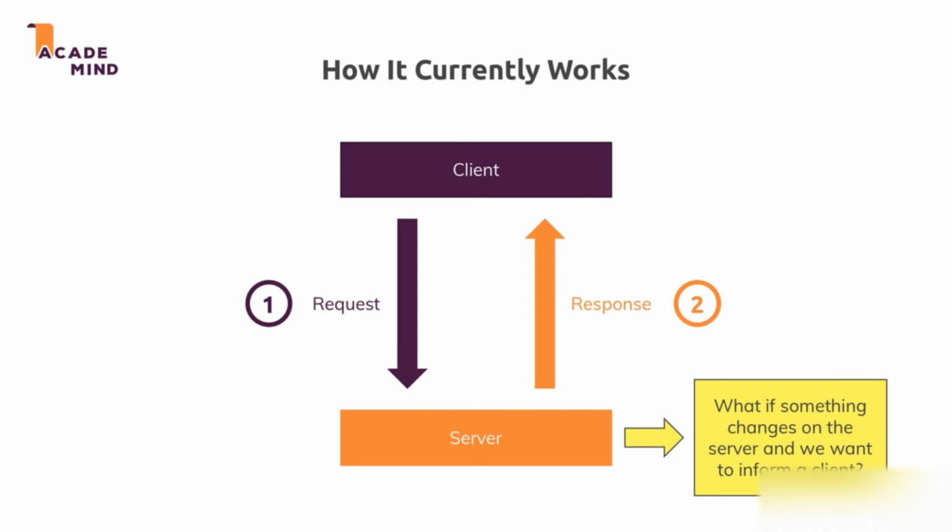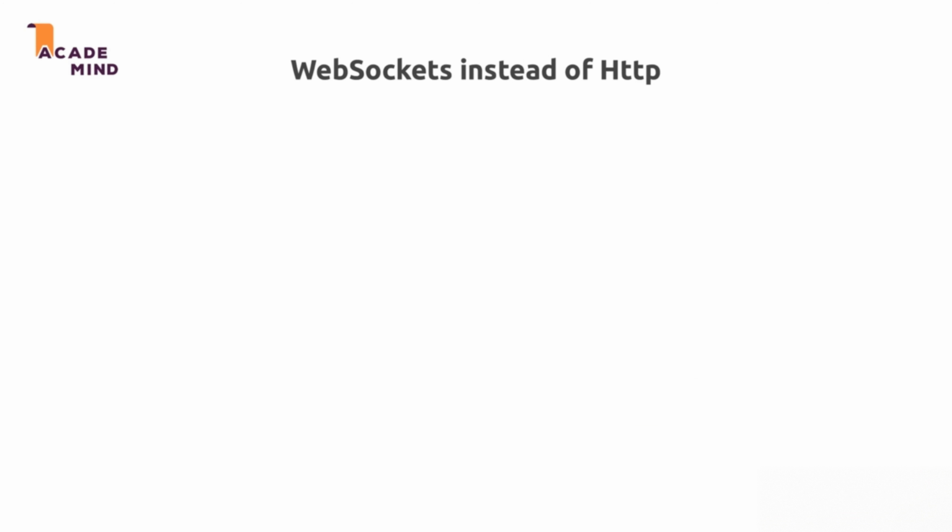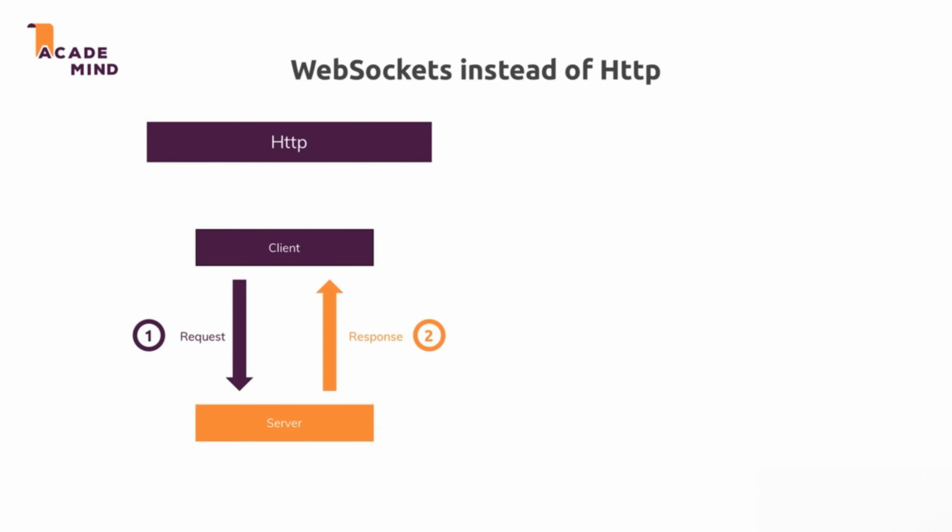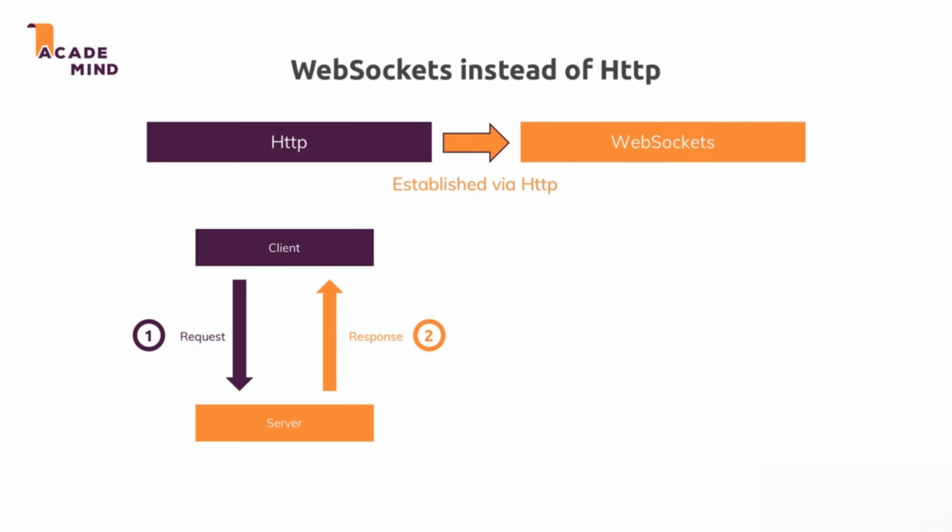And that is exactly the scenario we're looking at here. What if something changed on the server and we actively want to inform a client? Well, then we can use WebSockets instead of HTTP. Now, HTTP is the protocol we used thus far, where we send a request and we get a response. WebSockets build up on HTTP. They are established via HTTP. They use a so-called HTTP handshake to upgrade the HTTP protocol to the WebSockets protocol.